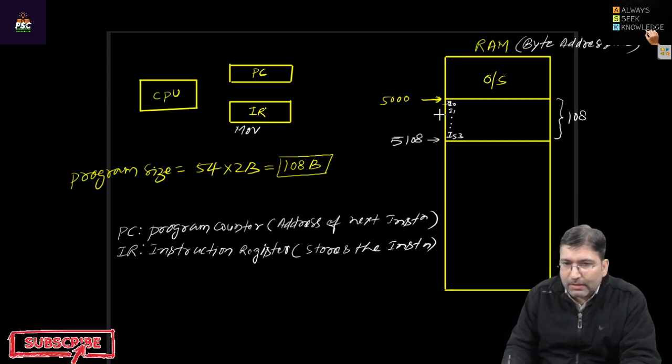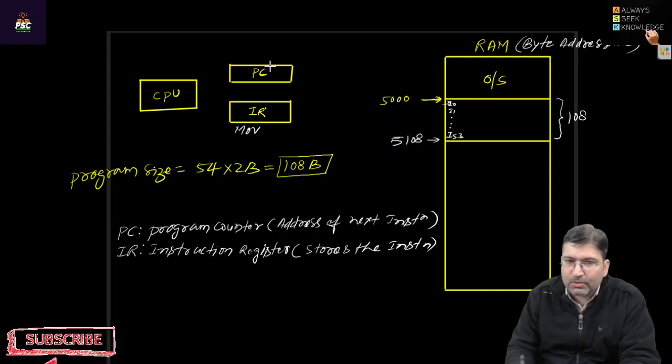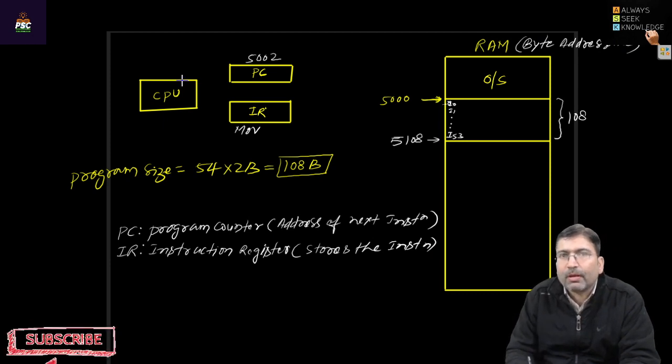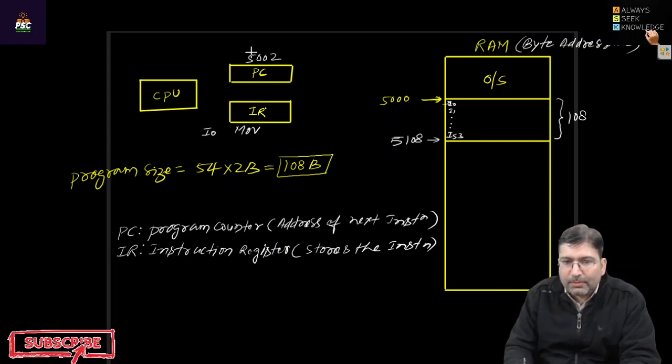So the address in PC at this point in time, when this very first instruction is executed, will be 5000 plus 2, so that is 5002. Once the very first instruction, let's say I0, finishes its execution, from this address which is available somewhere in the memory, the instruction I1 will be fetched and loaded in IR.